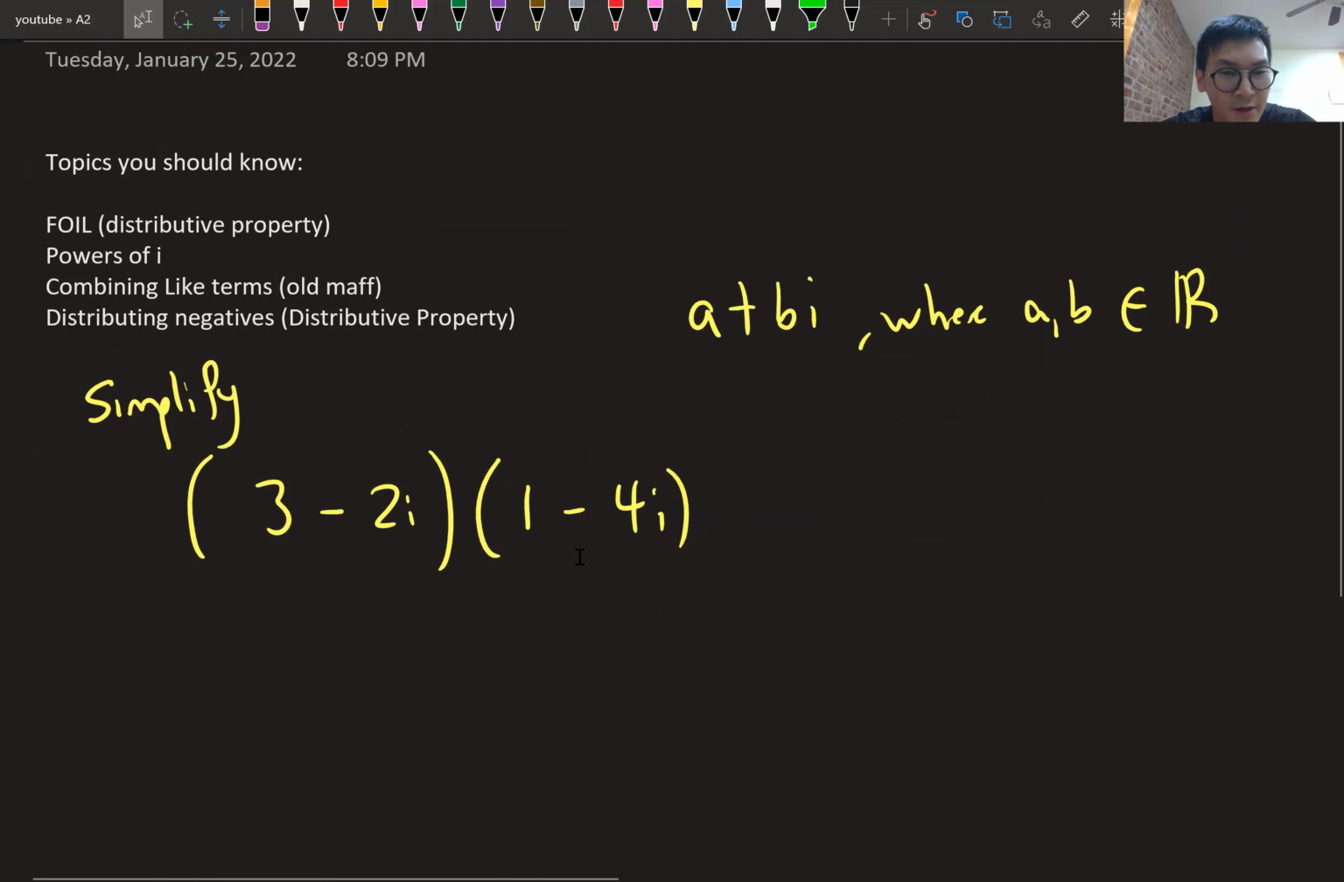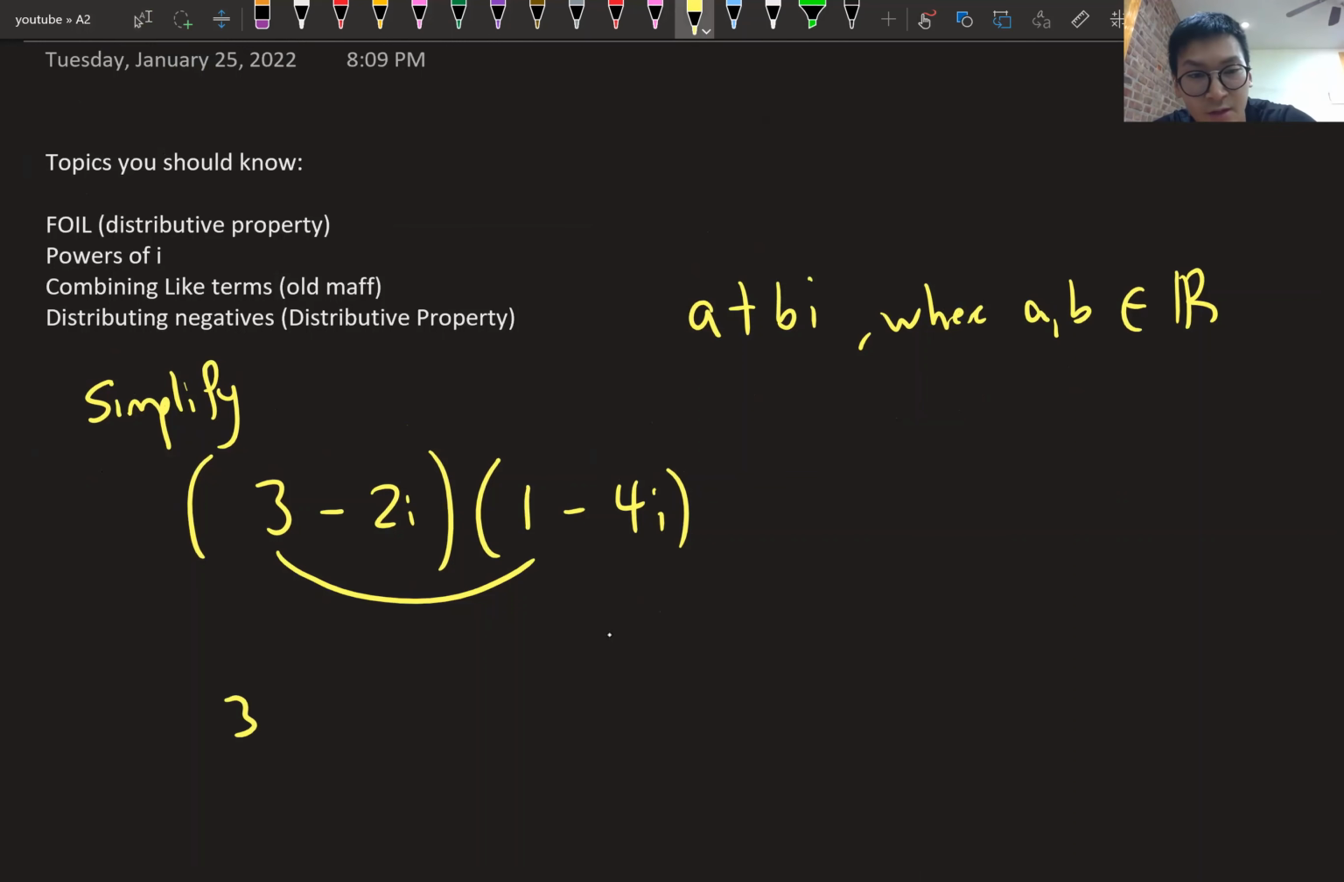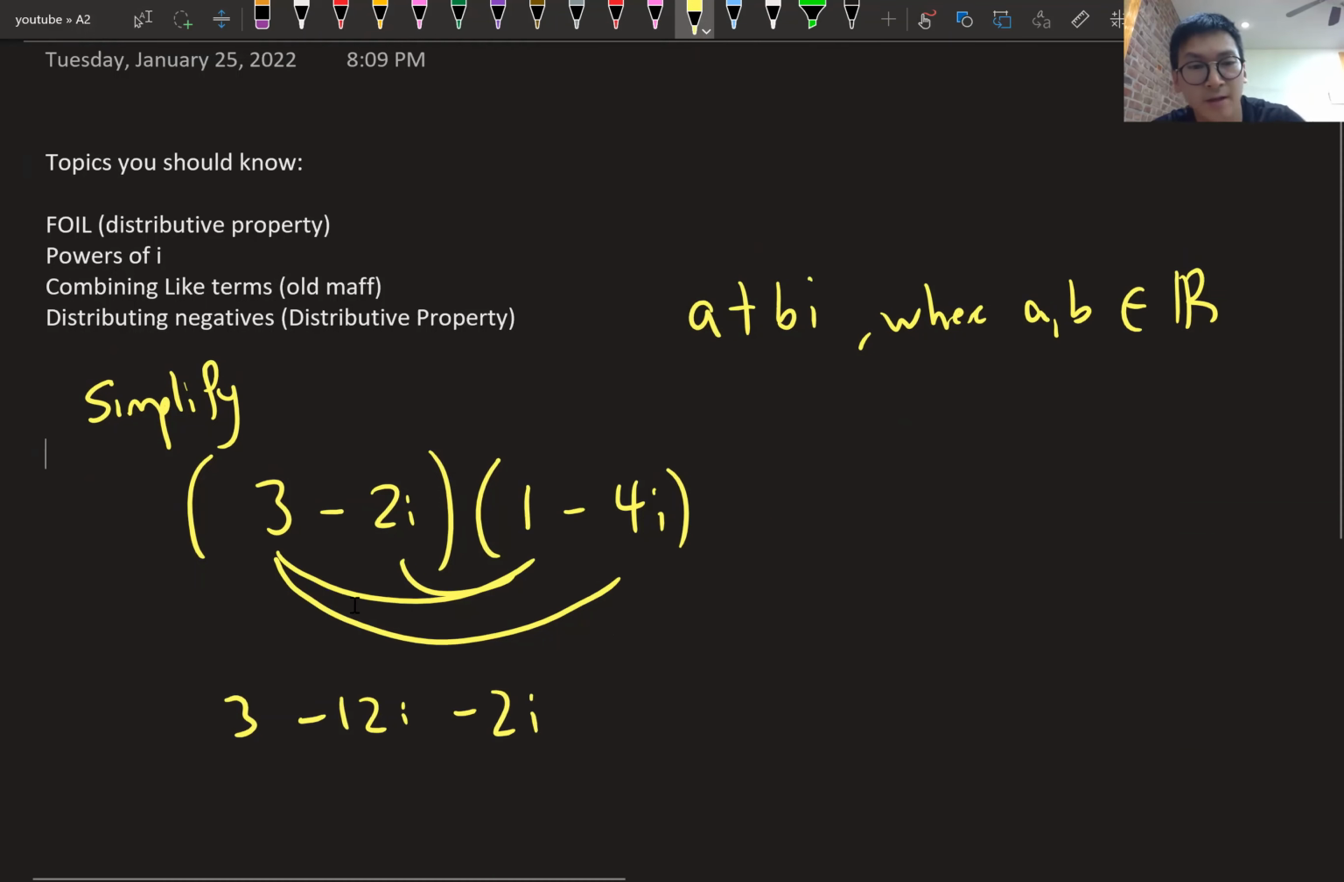So all you have to do is FOIL here. That's just the distributive property. First, these two terms: 3 times 1, which is 3. Outer is 3 times negative 4i, which is negative 12i. And then the inner, these two, negative 2i times 1, which is negative 2i. And then negative 2i times negative 4i, which is plus 8i squared.